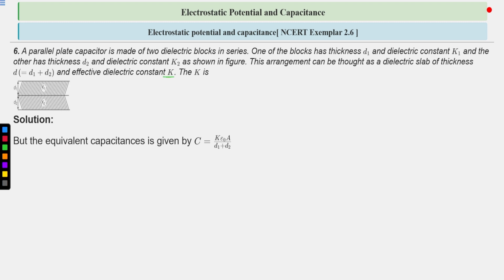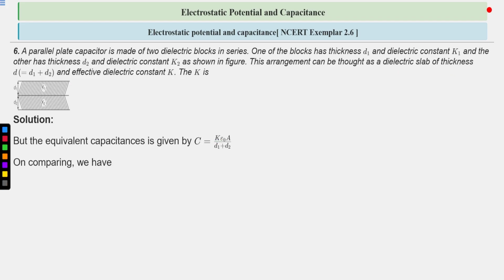So the capacitance will be C equal to K epsilon naught A upon D1 plus D2, where K is the equivalent dielectric constant. So these two dielectrics are now considered as one dielectric slab of thickness D1 plus D2, and the dielectric constant of this slab formed by these two dielectrics is considered as K, the effective dielectric constant.